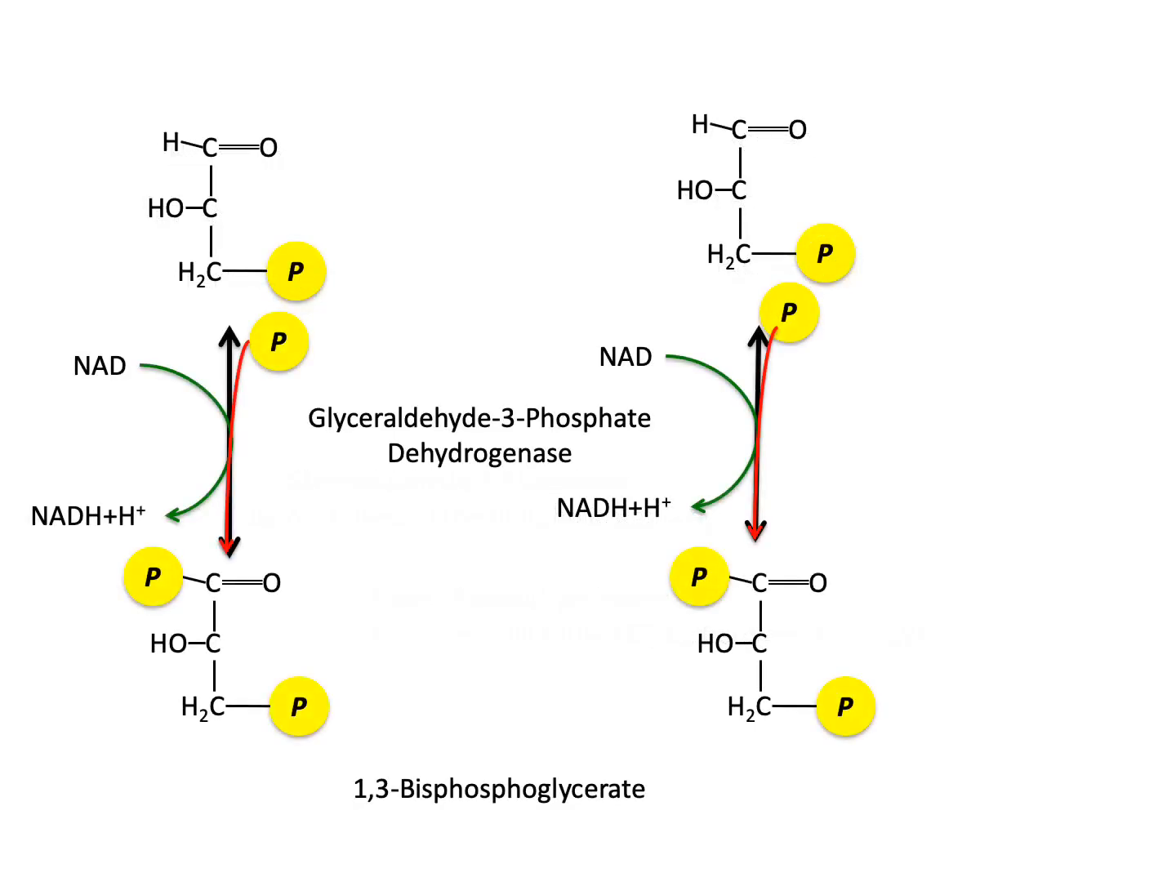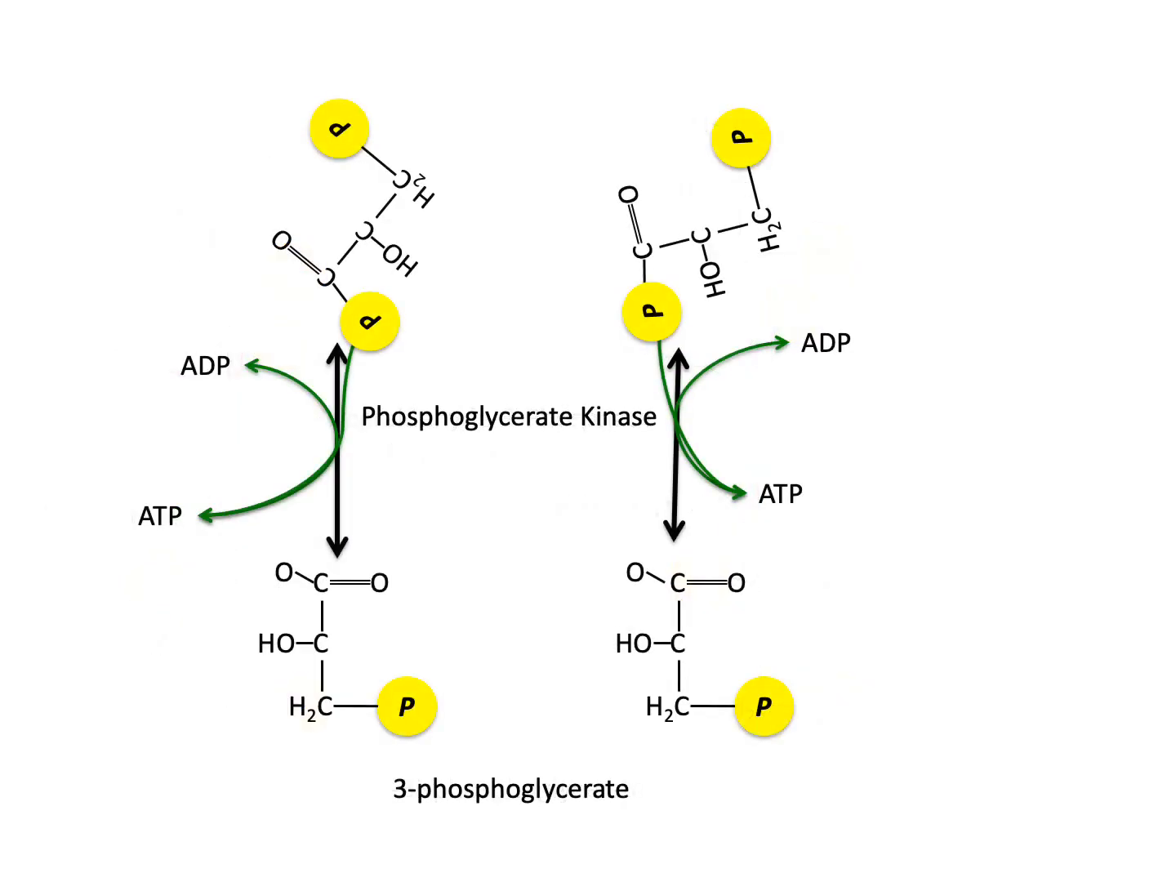So the first thing we're going to do is stick a phosphate onto the molecule, forming 1,3-bisphosphoglycerate. In this process, we're going to be stripping away some hydrogens. Those hydrogens are going to reduce NAD, forming NADH, H+. That NADH, H+ will go to the electron transport chain. We then undergo our first kinase reaction, forming 3-phosphoglycerate, stripping the phosphate off of the first carbon.